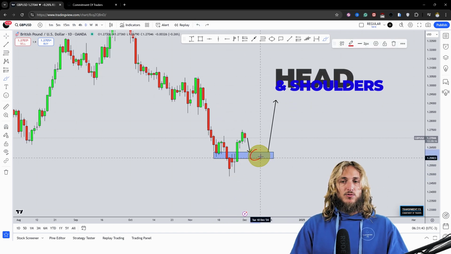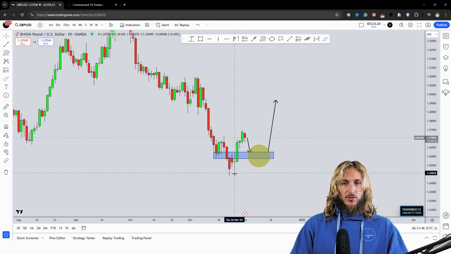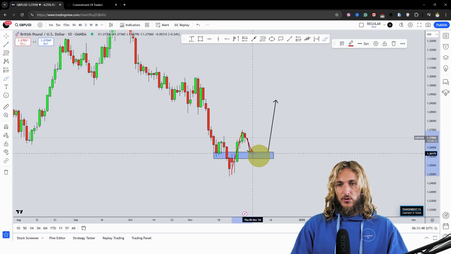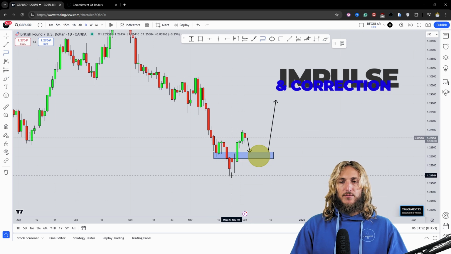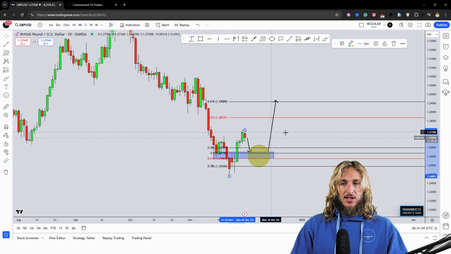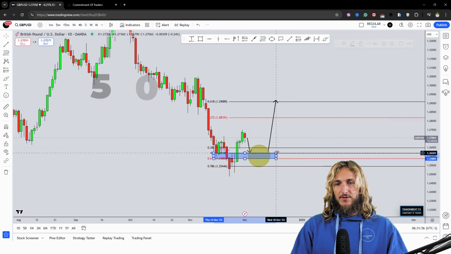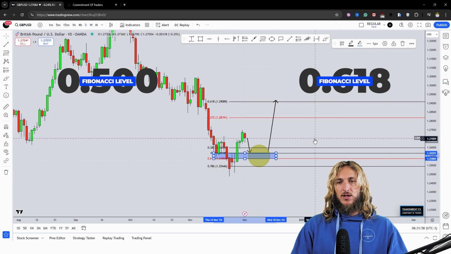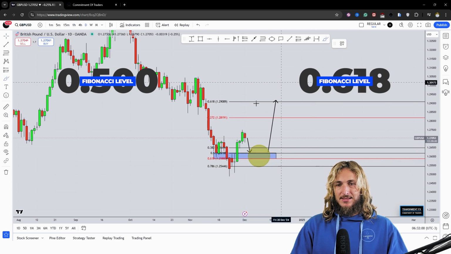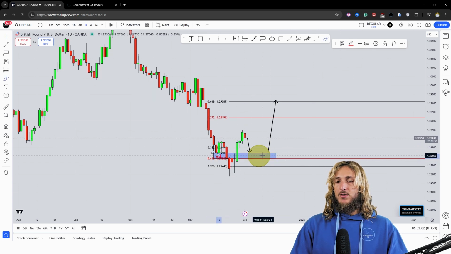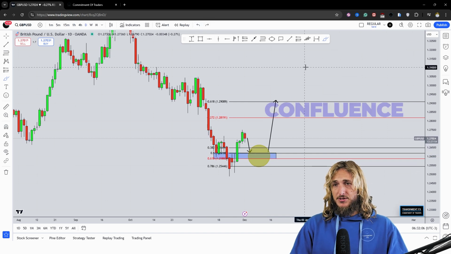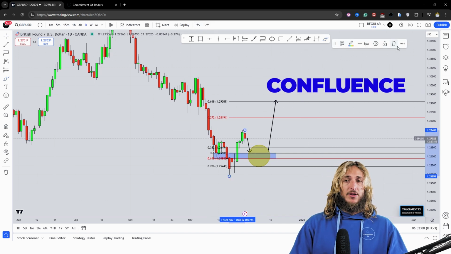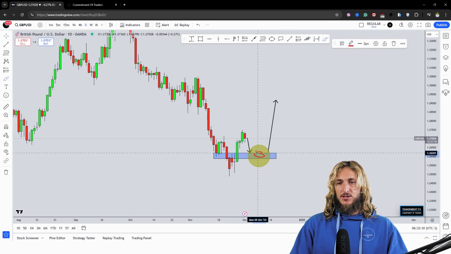We can also notice that this would be a confluence of support zone because we will also have this impulse and correction. And after an impulse, if you want to measure the correction, you have to take your Fibonacci from the low to the high of the impulse leg, which shows us how we have the 50% and 0.618 retracements lining up exactly with this previous support, therefore creating confluence of support. And when there is a confluence of support area, there is an increased probability of seeing institutional longing.